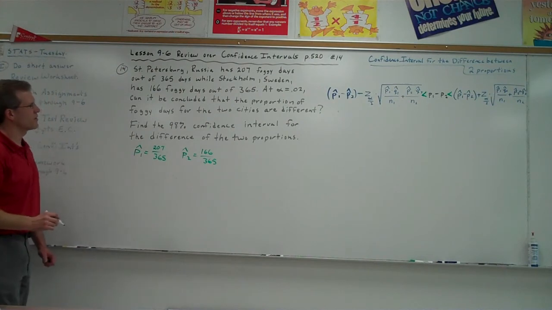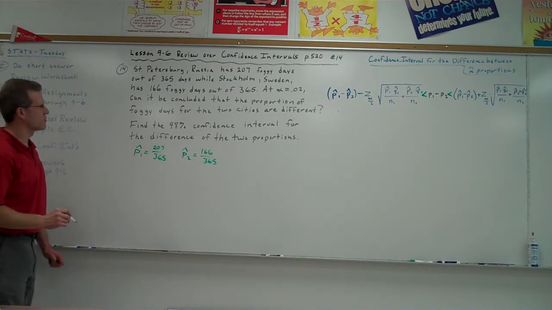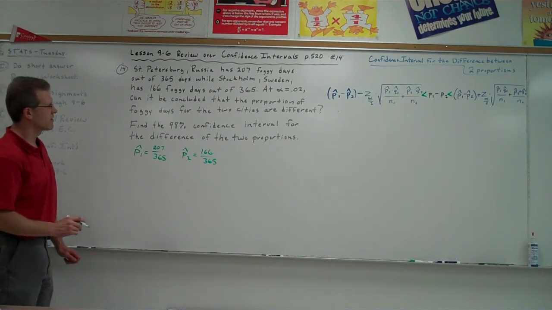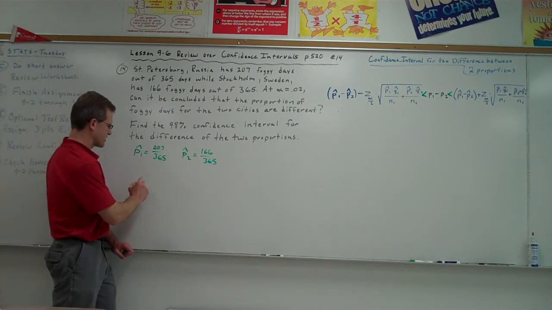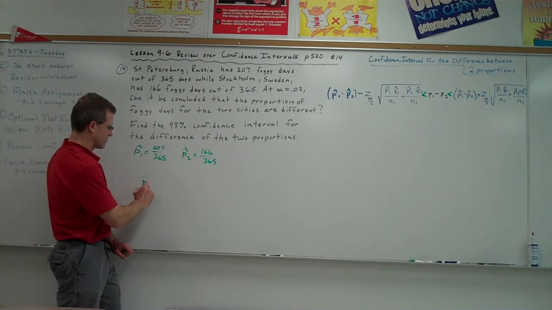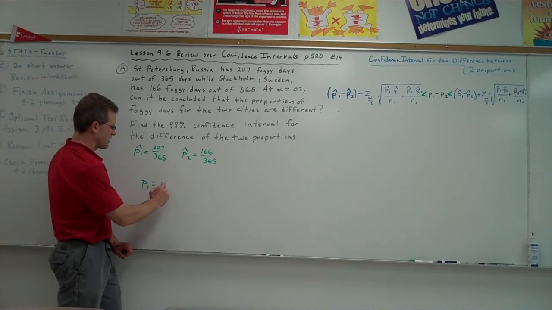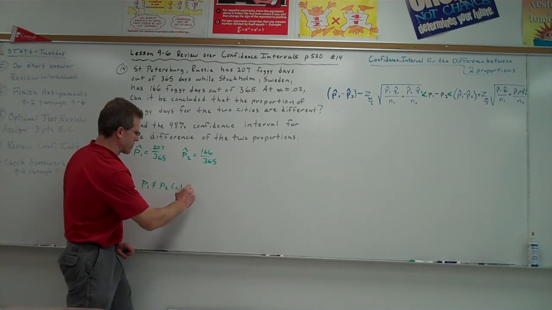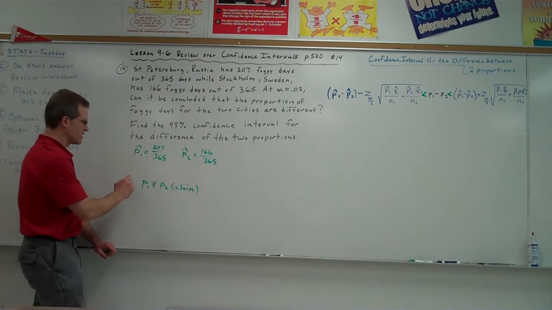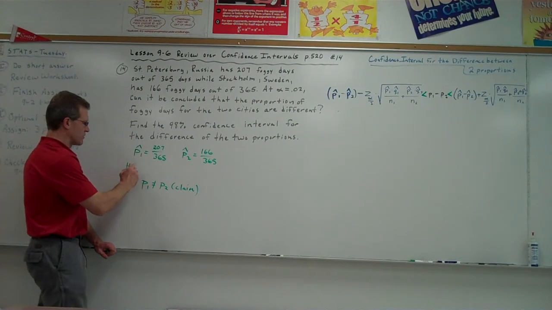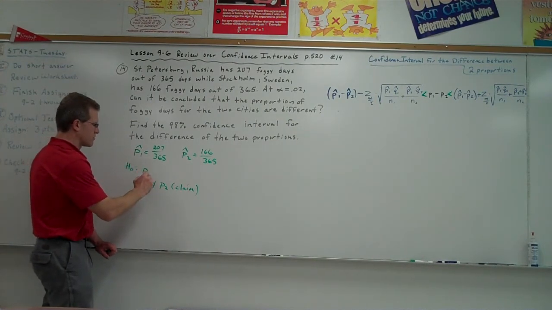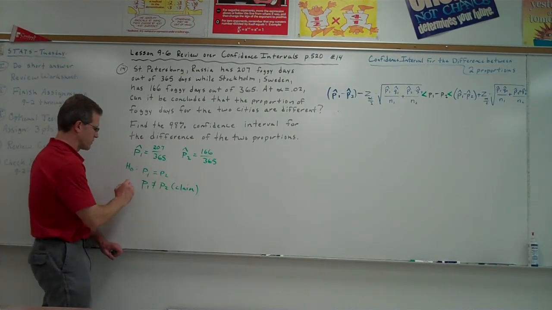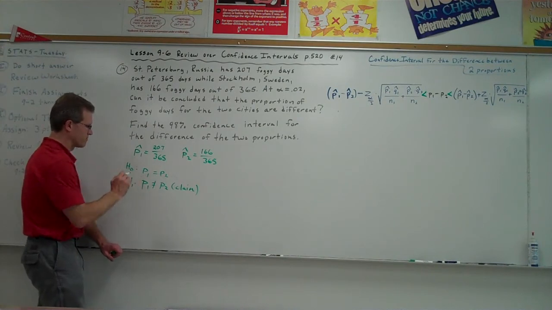At alpha equal 0.02, can it be concluded that the proportion of foggy days for the two cities are different? So the claim, it sounds like to me, is that the proportion of foggy days is not equal. This is what the claim is. If you're going to write a null, you'd write that they are equal. The null would be that proportion 1 equals proportion 2. The alternative would be that they're not equal.